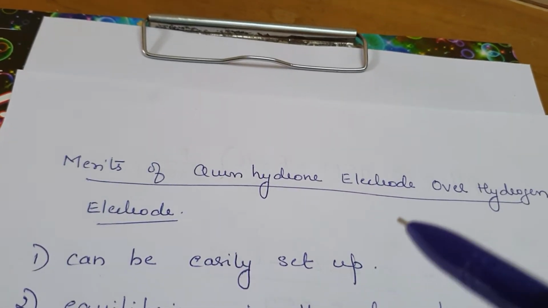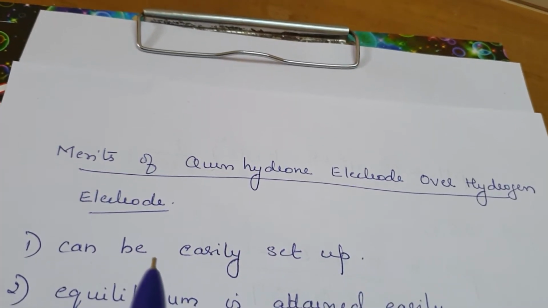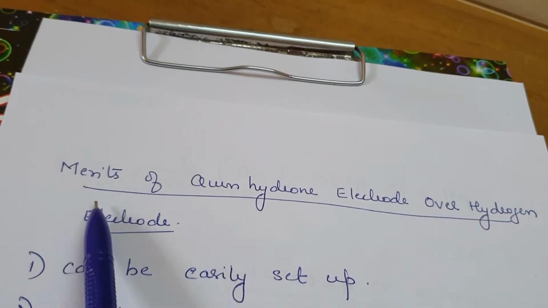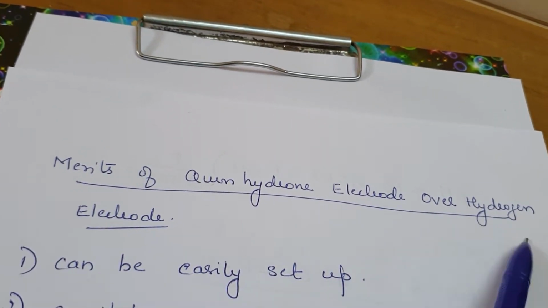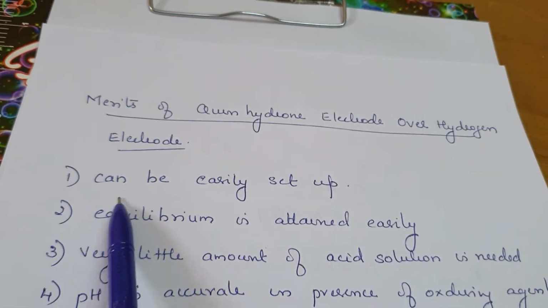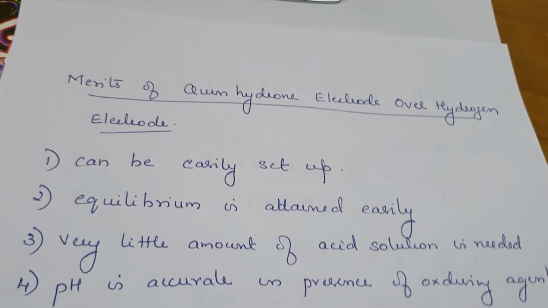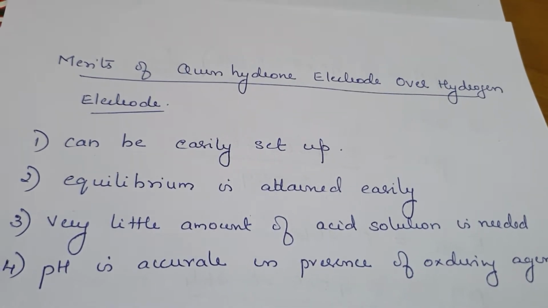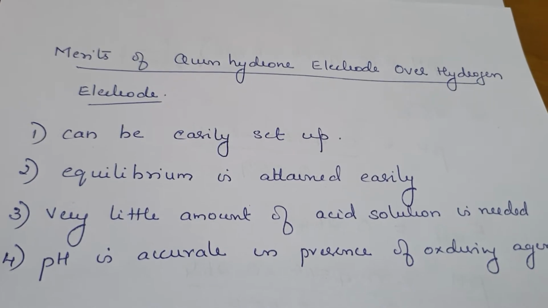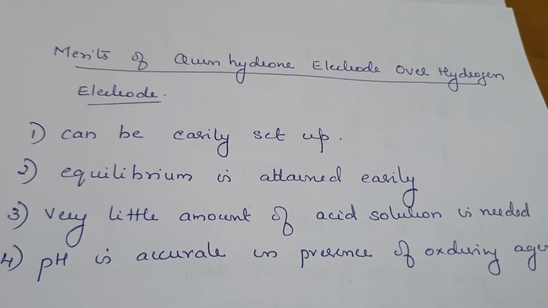Students, we have seen the determination of pH using the hydrogen electrode and the quinhydron electrode. Now, the merits of the quinhydron electrode over the hydrogen electrode. What are the advantages? First, it can be easily set up. When we were discussing the hydrogen electrode, we said it is practically difficult to set up in a laboratory. But in the case of quinhydron, nothing is there.